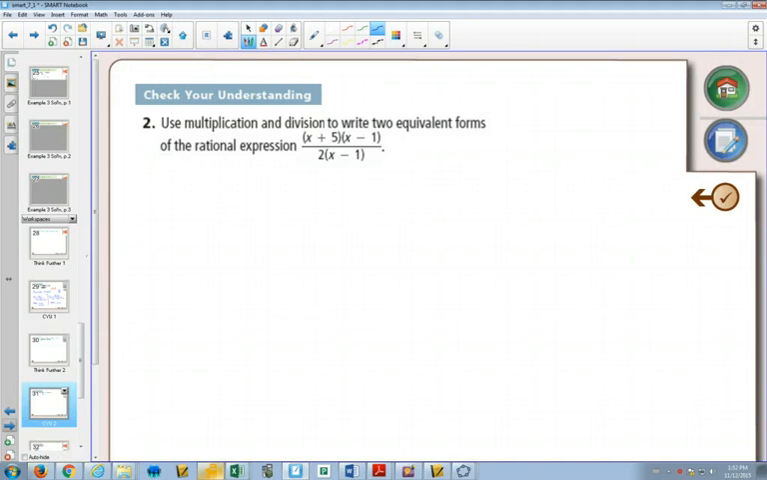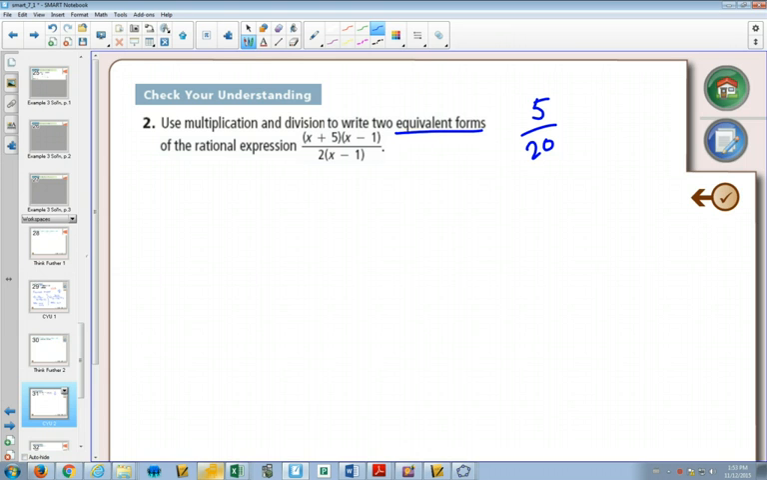So in this question, we're looking for equivalent forms. Now, for equivalent forms, that's like making an equivalent fraction. If you think back to fractions, if you had 5 over 20, can you tell me something that's equal to 5 over 20?